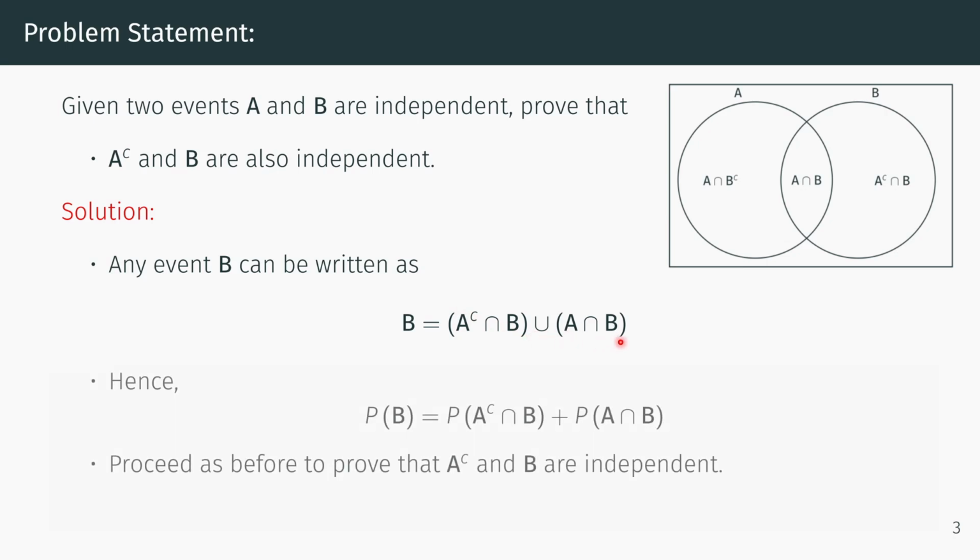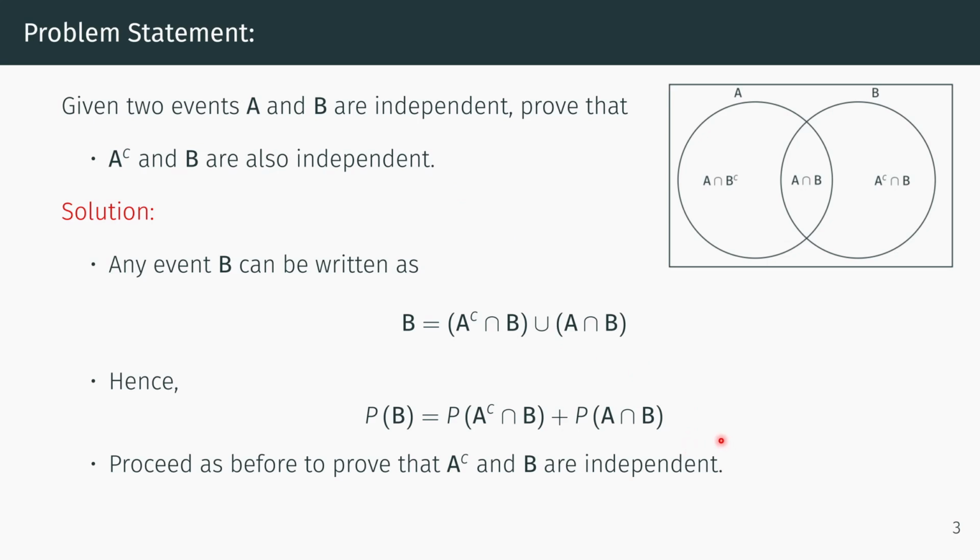Now if you take the probabilities, what will happen? We get probability of A equal to probability of A complement intersection B plus probability of A intersection B, and then we replace probability of A intersection B with P of A times P of B and do a similar process to what we did before. We can prove this result. I will leave it to you to prove that, because it just involves a few more steps.